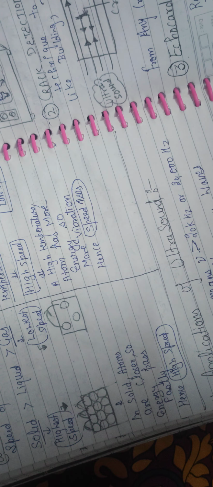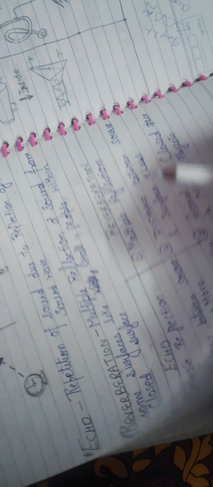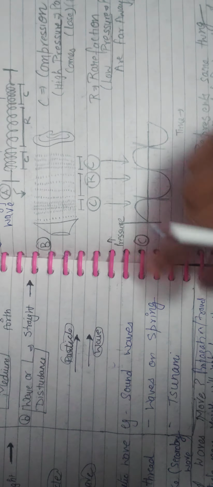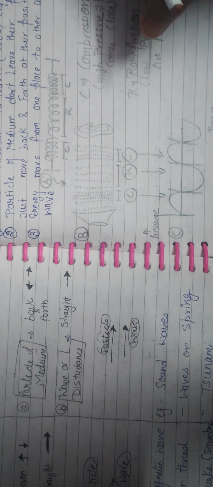Okay, then describe with the help of a diagram how compression and rarefaction are produced. For the compression and rarefaction diagram I have already given. So you will make the diagram, the compression and rarefaction diagram. It's there. Okay, this is the compression and rarefaction diagram.